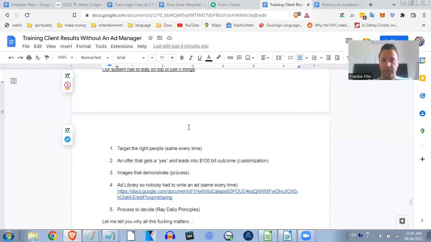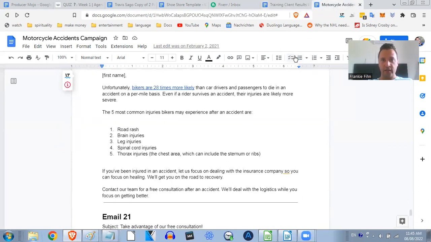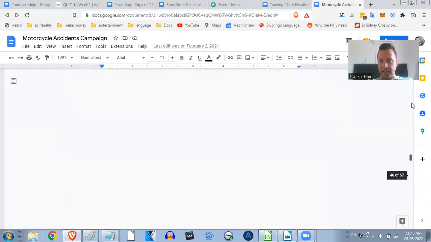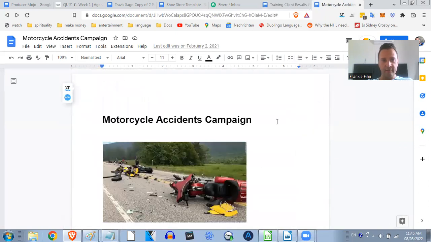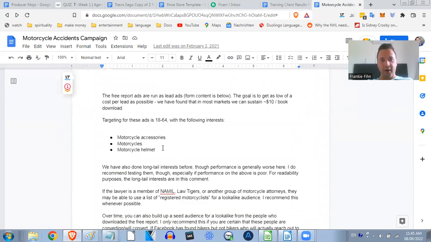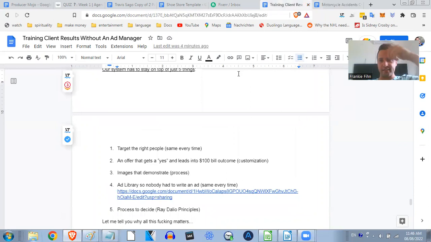So we have to target the right people. And of course, you guys saw at the top of this document, this is basically our targeting. We don't mess with it too much. Target the motorcycle people within 50 miles, or however the radius is, of the client's business. Then the offer that gets a yes, in our case, is a book. Download this book, and then the book sends you a series of emails which invite you to a free consultation. So there's kind of two offers there. There's get the book, call us, right? Call us for a free consultation.